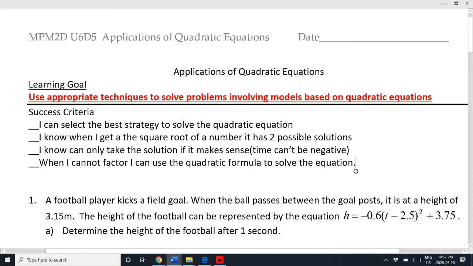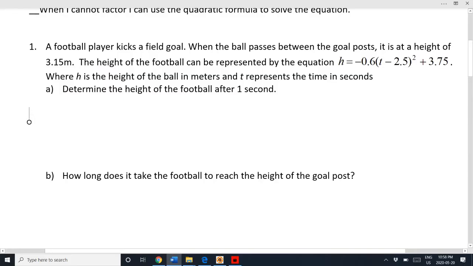Applications of quadratic equations. Our learning goal today is to use appropriate techniques to solve problems involving models based on quadratic equations. Please ensure you have the lesson printout so you can follow along with this video. Today's lesson is all about solving problems based on quadratic equations. We're going to use the full tool set that we've learned throughout the different lessons of this unit and past units to solve these problems.